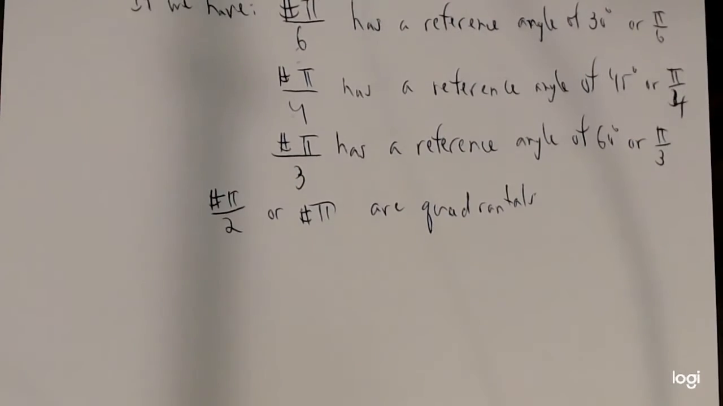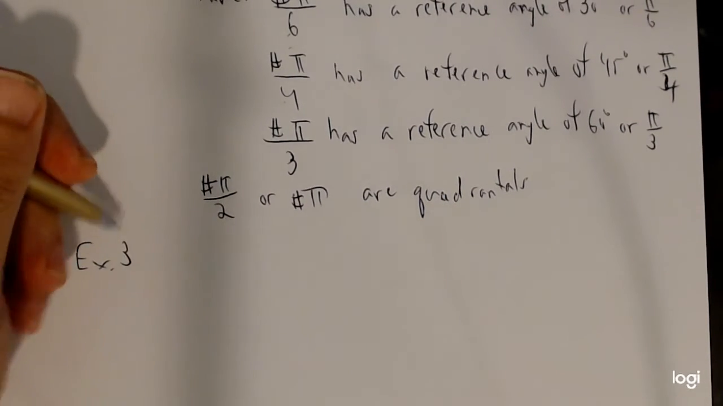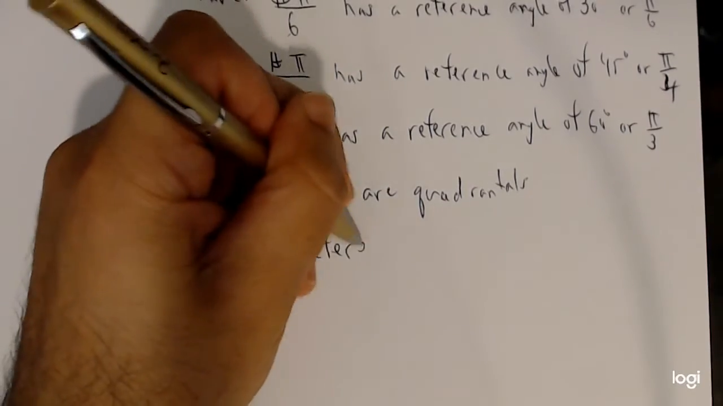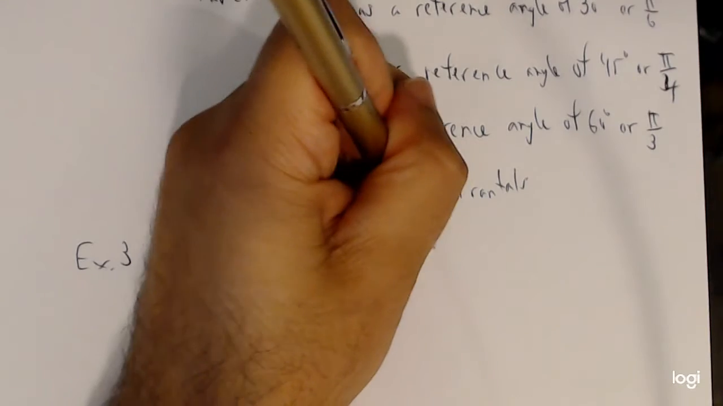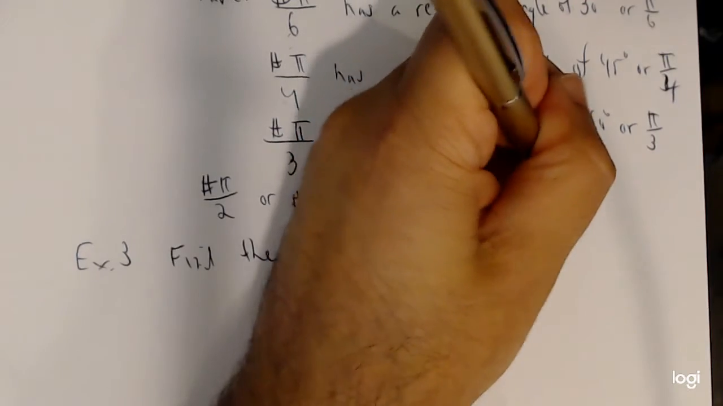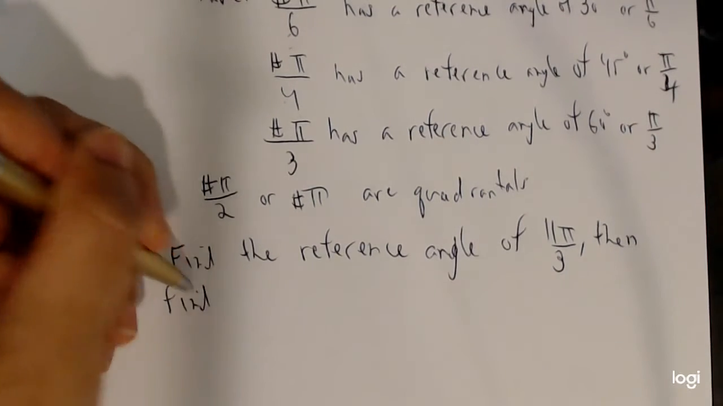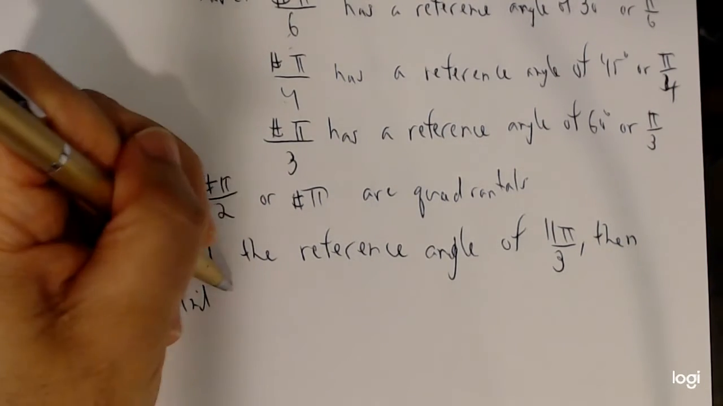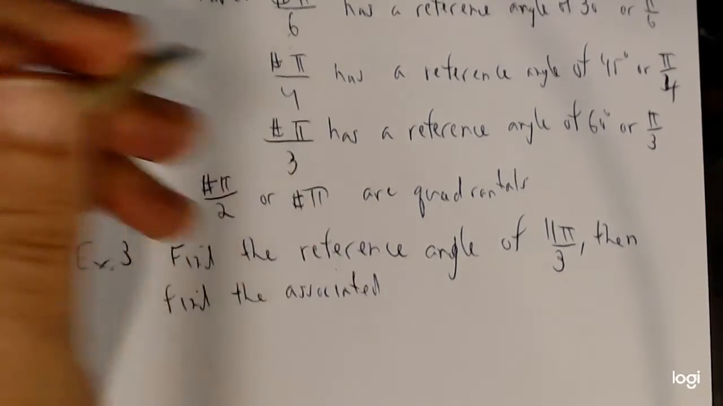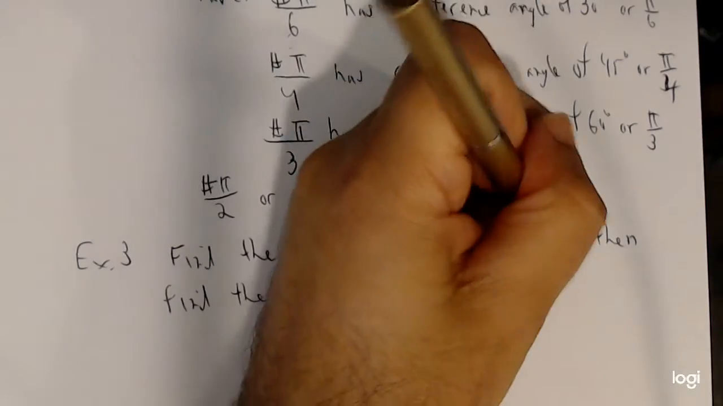Okay, so with that said, we'll do 2 more examples and then that'll wrap up this section. So for example 3, we're going to say find the reference angle of 11 pi over 3, then find the associated point, which has coordinates x comma y on the unit circle.